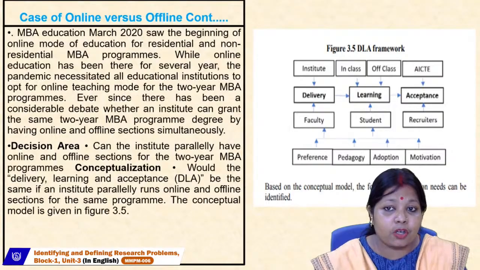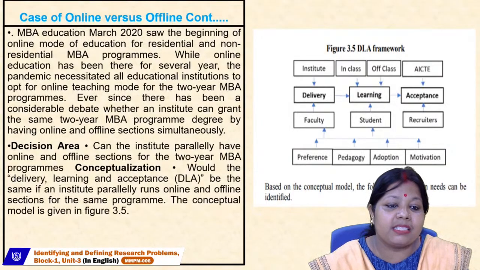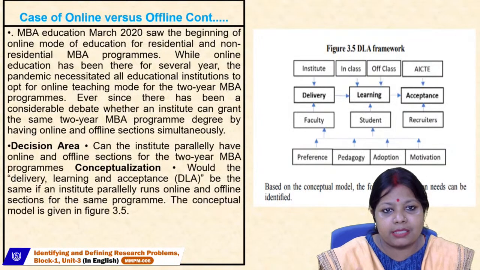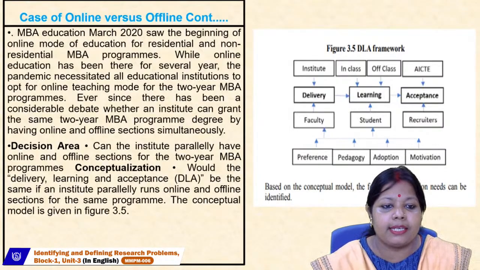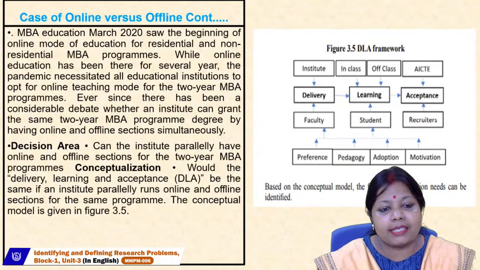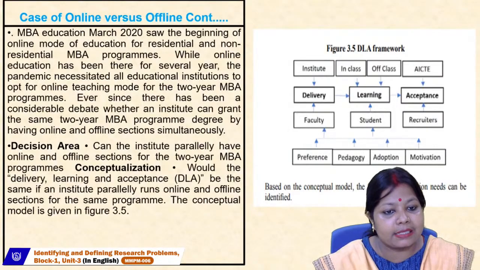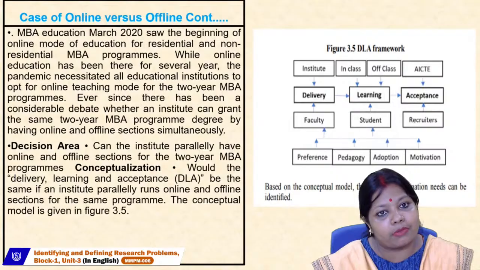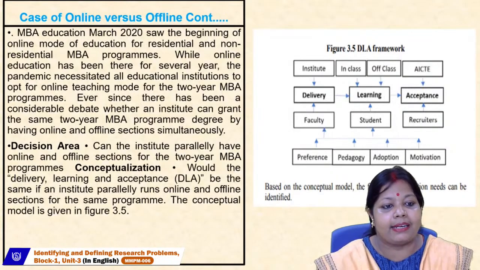Now we are talking about the decision area. If this is the situation, what will be the decision area? The decision area, we can say, is: can the institute parallelly have online and offline sections for the 2-year MBA programs? This is the decision area.